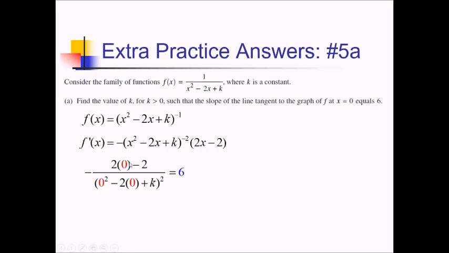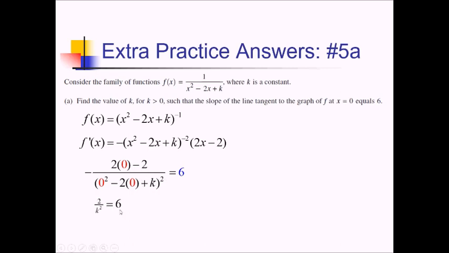So in the numerator, we just have a -2, which I'm going to negate because of this negative out in front to make it a +2. Down below, the only thing left is a k, and that's being squared. So when the dust settles, we have +2 over k squared equals 6.